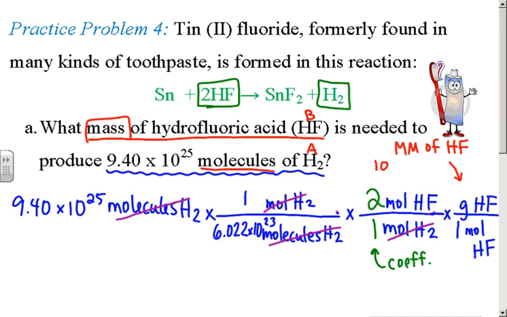That would be 1.008 plus 19.00. That gives me a total of 20.01 because I can only go to the hundredths place, or 2 decimal places, because my other mass only went to 2 decimal places. Now, my moles of HF would cancel out, and look at that, I'm ready to do a long math problem.